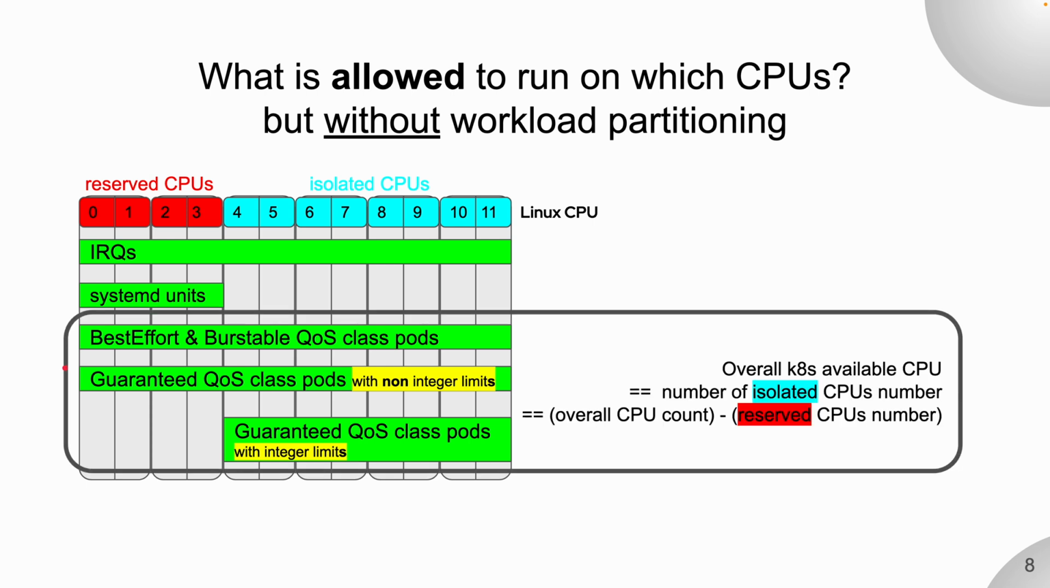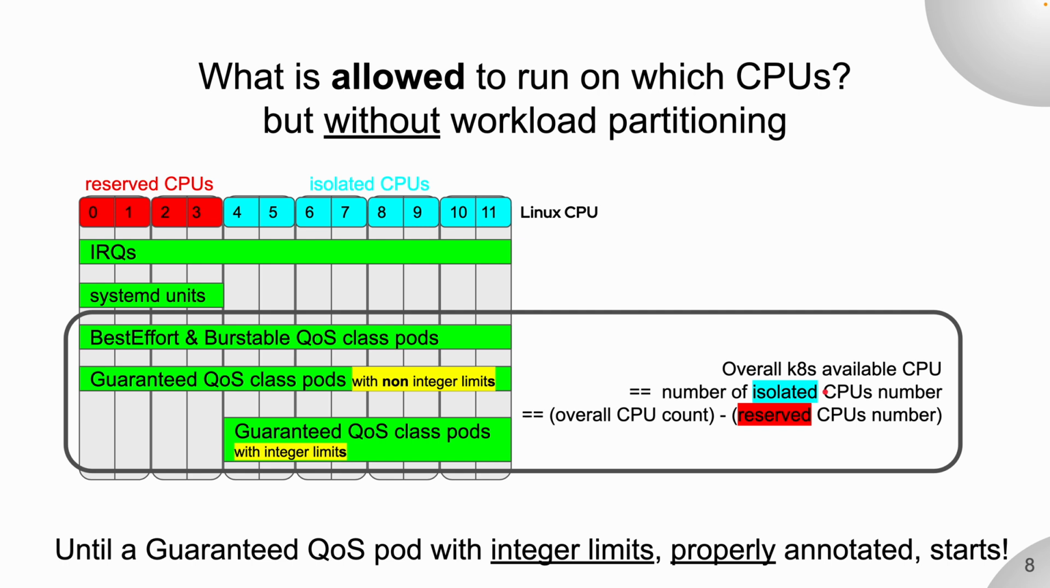One thing to notice is that the overall CPU consumption of all of the pods cannot exceed the isolated CPU count, because from a Kubernetes scheduler perspective, the available CPU to schedule pods on a given node equals the number of isolated CPU. So this is how Red Hat OpenShift works. And of course, this is equal to the overall amount of CPU minus the reserved CPU number. Okay, so this is why you should not leave any CPU behind.